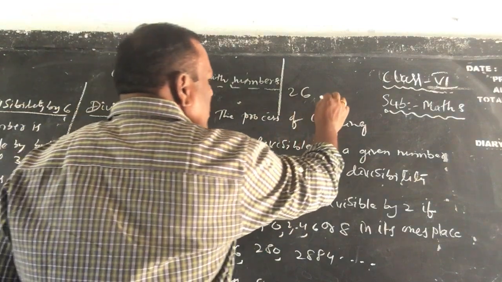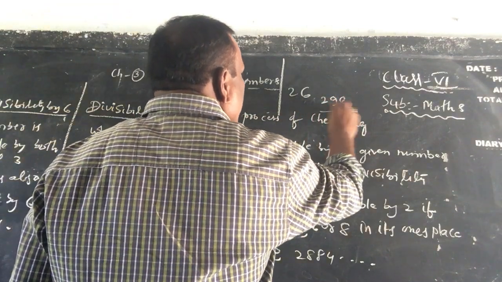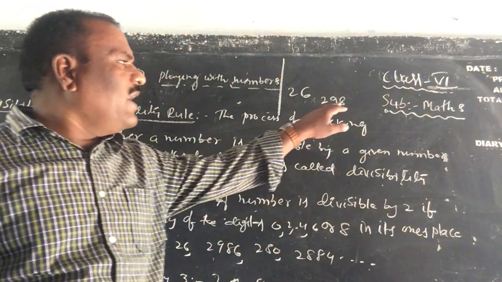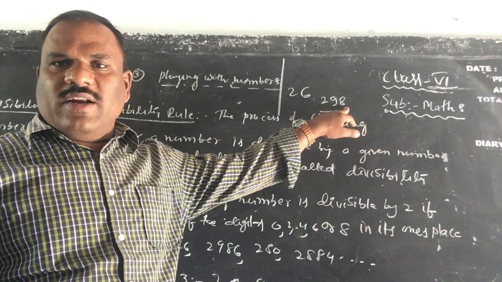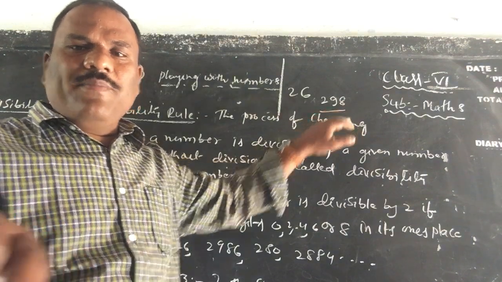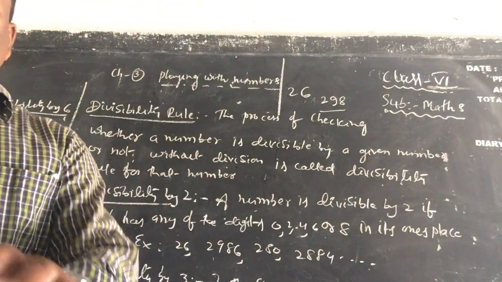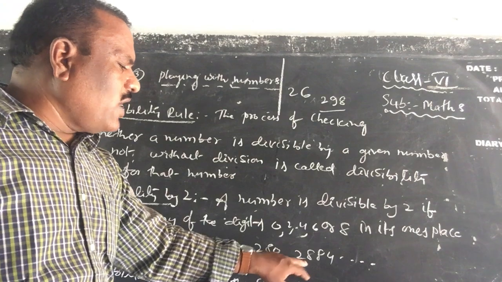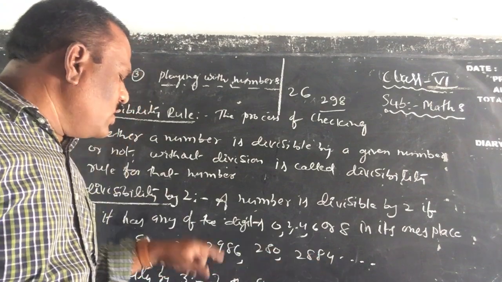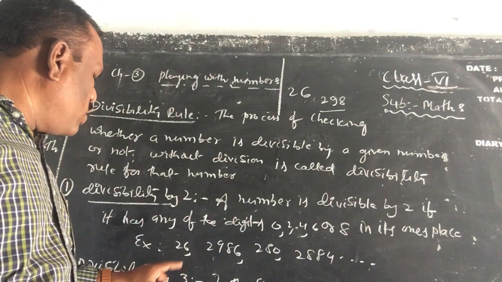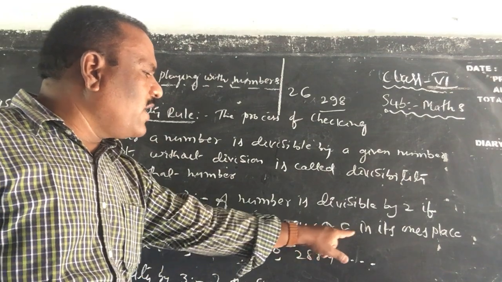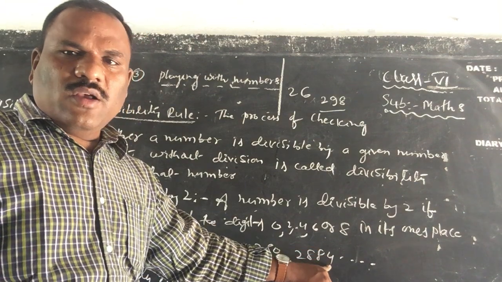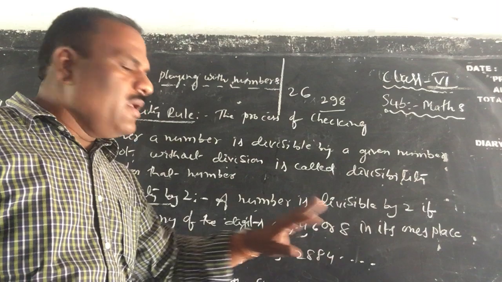For example, 298. 298 is also divisible by 2 because it has the digit 8 in its ones place. Like that, children, you can take so many examples here. For example, 2986, 280 and 2884, because in all these numbers you can find the digits 0, 2, 4, 6 or 8 in the ones place. Here 6 is there, 6 is there, 0 is there and 4 is there. So these numbers are all divisible by 2, children.